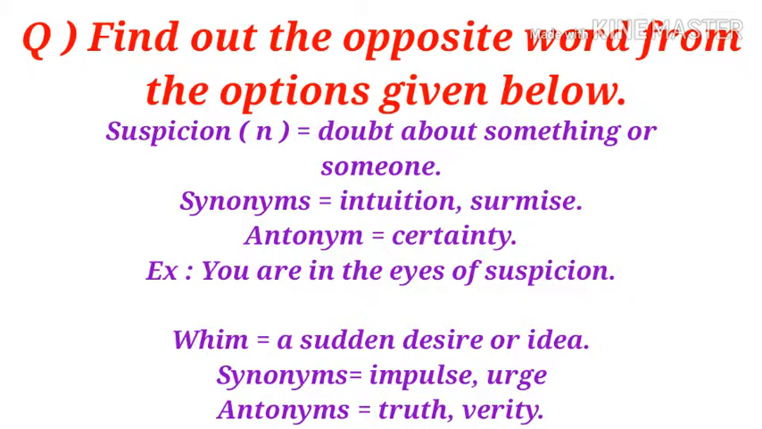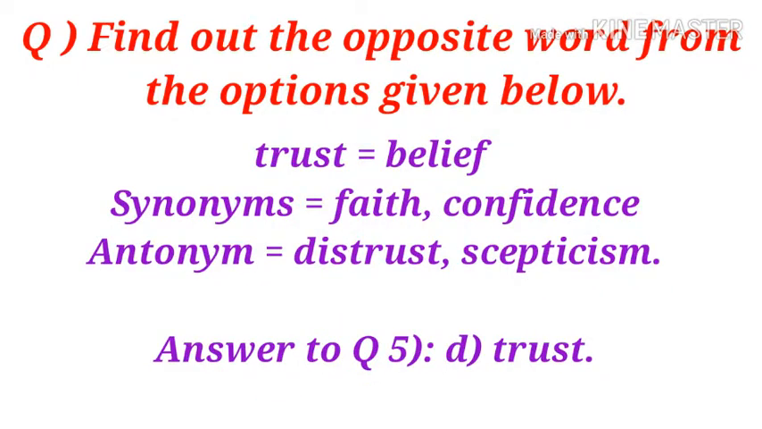The second option is whim, which means a sudden desire or idea. It may be imaginary also. Okay, an idea which is a sudden idea, or it may be a desire which may be sudden. Or you can imagine also, that is known as whim. Its synonyms are impulse and urge, and its antonym is truth or verity. Very simple word. The third option is indifference, and it is a common word. And the fourth option is trust. That means someone we can believe. That is known as trust.